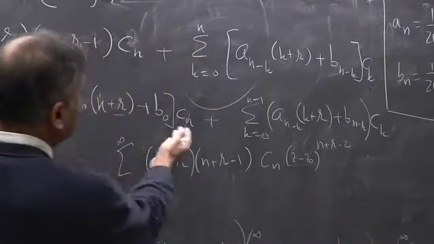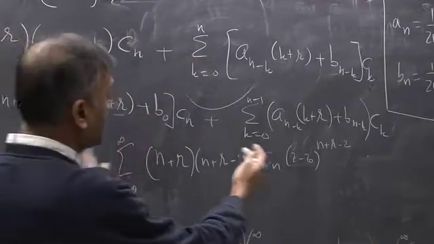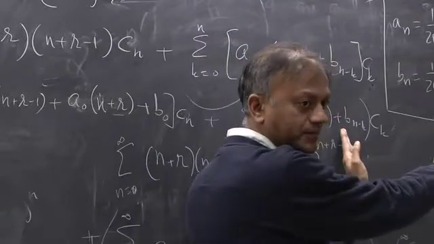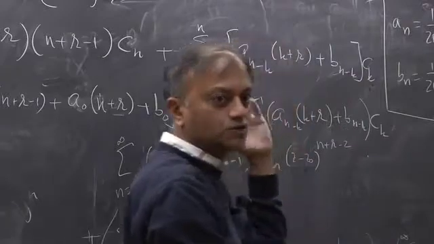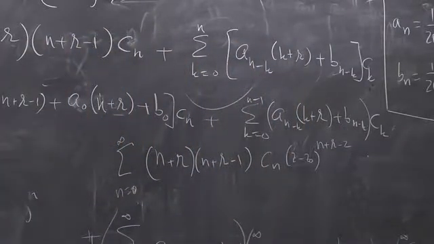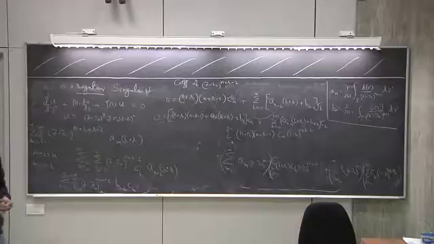Then you go back, put n equal to 2. So C2 is given in terms of a combination of C0 and C1. But C1 has already been determined in terms of C0, right? So you determine C2, and so on. You keep going like that recursively. So this is the idea.